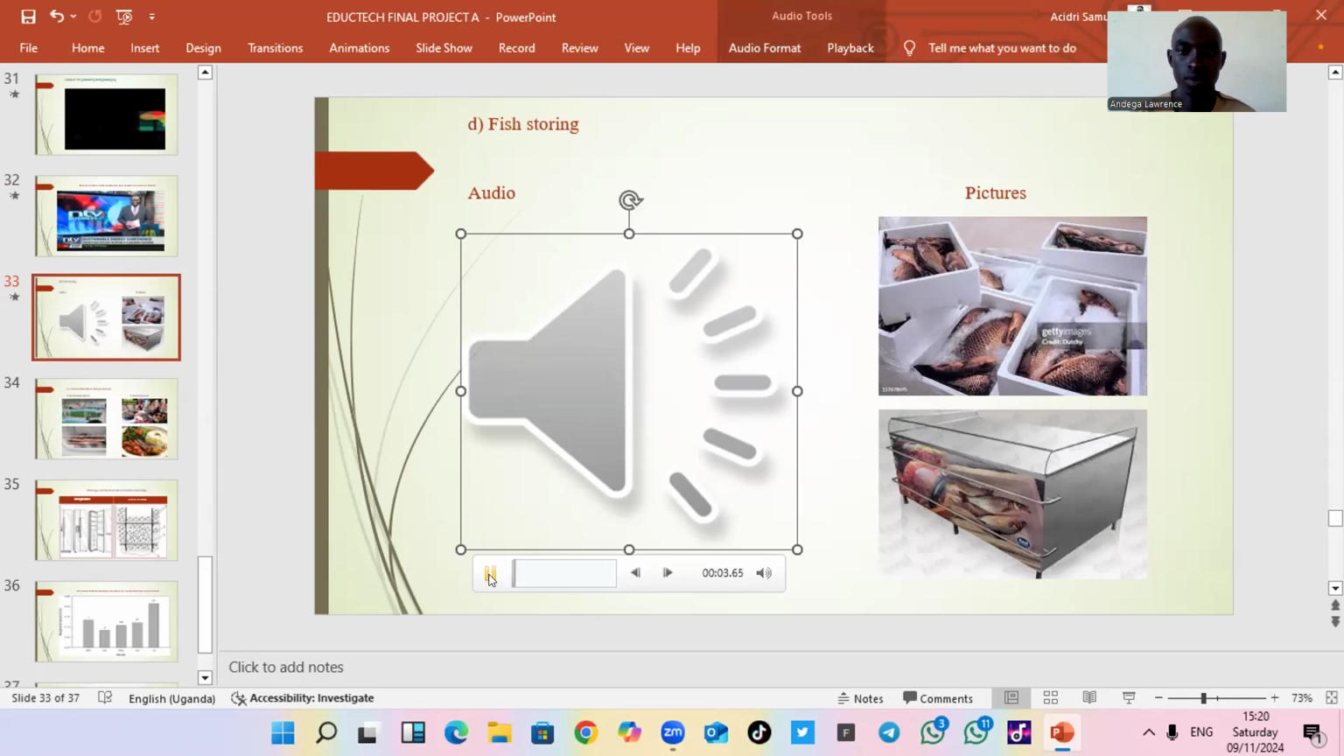Hello members, this is Lawrence, and I'm going to briefly summarize how we can store fish. We all know that fish storage is important and it is crucial for maintaining its freshness, flavor, and safety. So we can keep fish, especially in refrigerators, and the possible procedure for keeping fish and storing it.